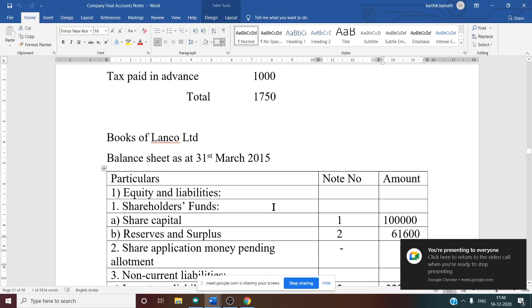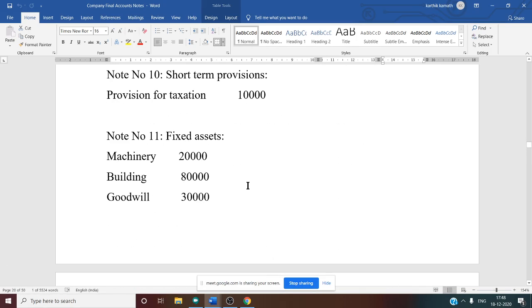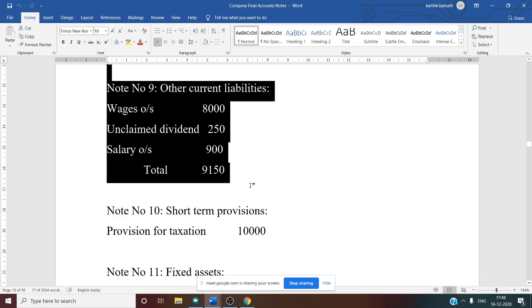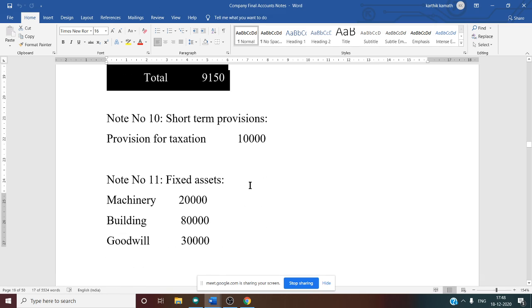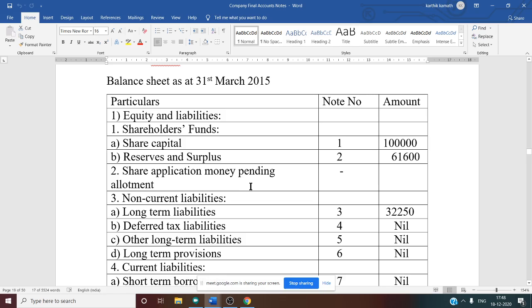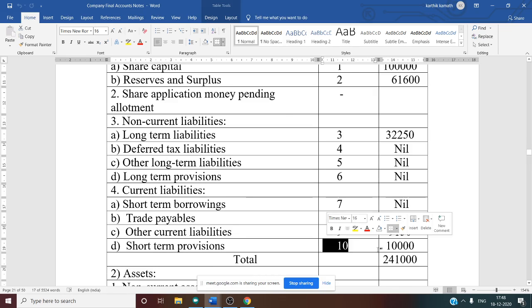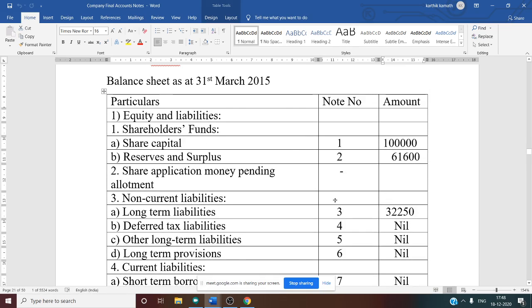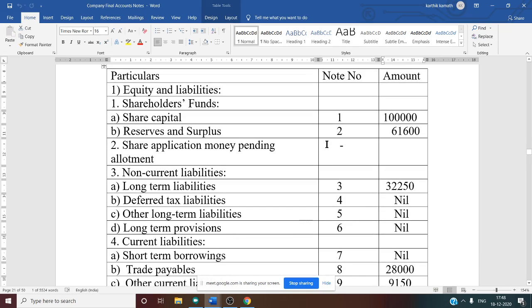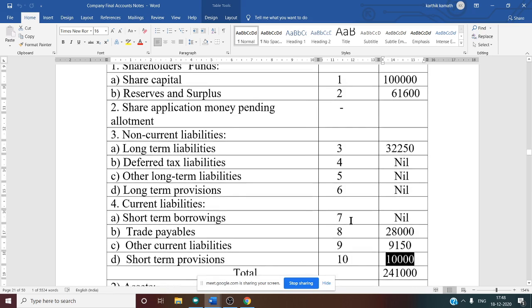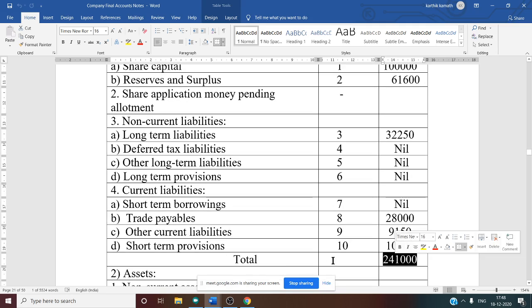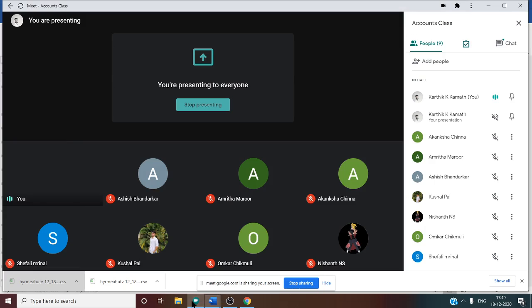So once again we can cross check. See this, note number 9. Note number 9, final total we are going to write 9150. So we have written that in the format. Then short term provision, taxation provision, only one information, that is 10,000. Now 1 to 10 total we want. From note number 1 to note number 10 total. Add all this information, you will get the total as 2,41,000. This is our liability total, our liability side total.